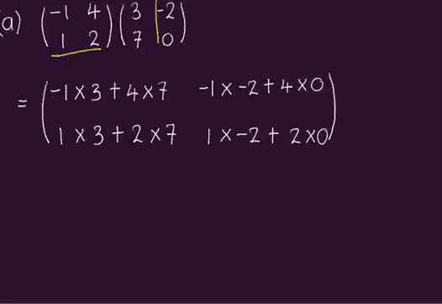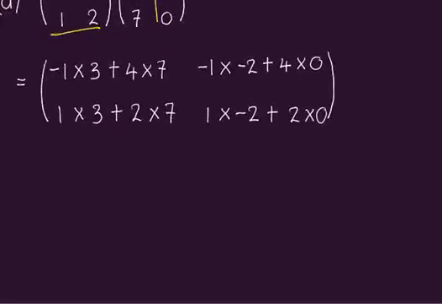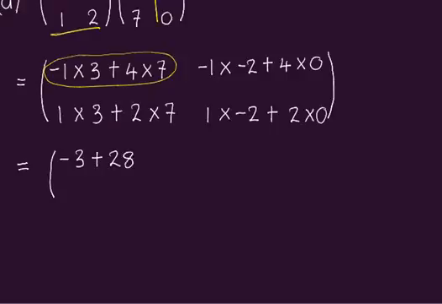Right, so I have now multiplied all the rows and all the columns, and I now just simplify. So simplifying these numbers here, I'll be getting minus 3 plus 28, and next I'll be getting minus 1 times minus 2, that's 2, plus 4 times 0, that's 0. Next I'll be getting 1 times 3, that's 3, plus 2 times 7, which is 14. Next I'll be getting minus 2 from 1 times negative 2, plus 2 times 0 gives us 0.